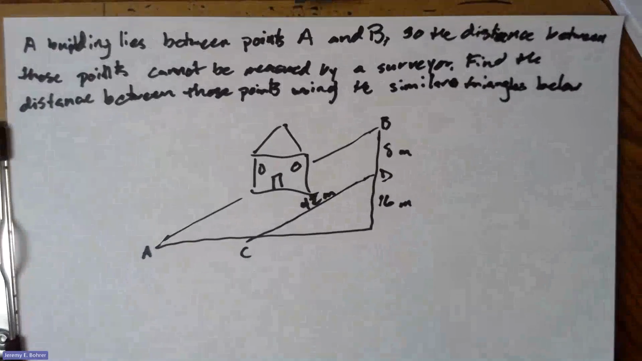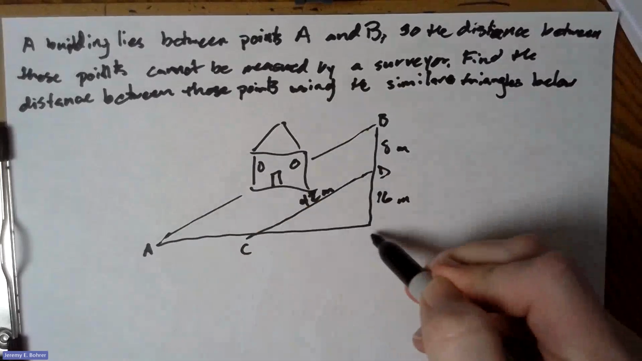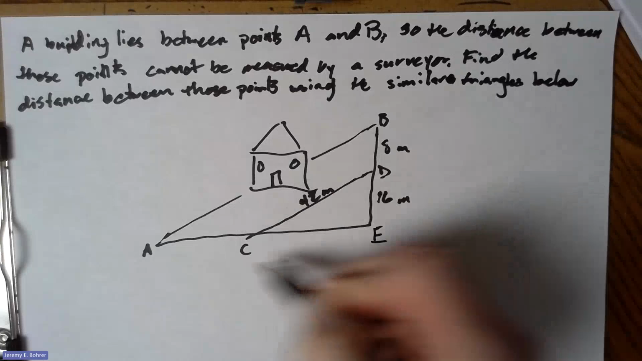Our last question. A building lies between points A and B, so the distance between those points cannot be measured by a surveyor. Find the distance between these points using the similar triangles below. So here we have similar triangles. We'll call this E. ABE and CDE.